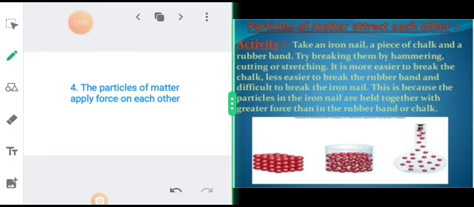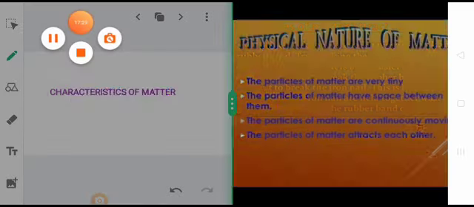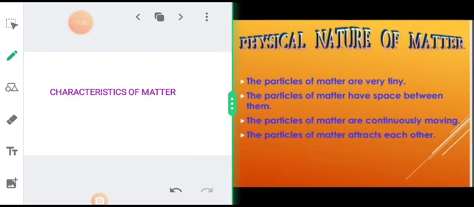So, the attractive force that is present between the particles of matter is solely responsible for holding them together, and as I was telling, it is responsible for the stability of any form of matter. So very quickly then I would like to sum up all the properties of matter. What are they? Particles of matter are very tiny, particles of matter have space between them, particles of matter are continuously moving, and the particles of matter attract each other.